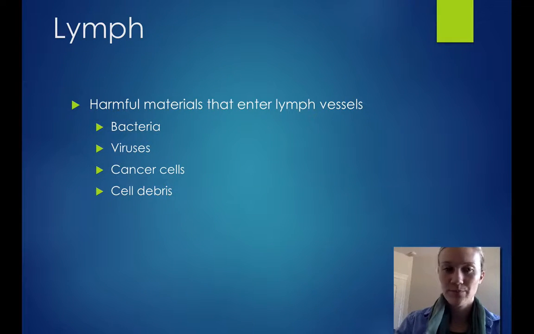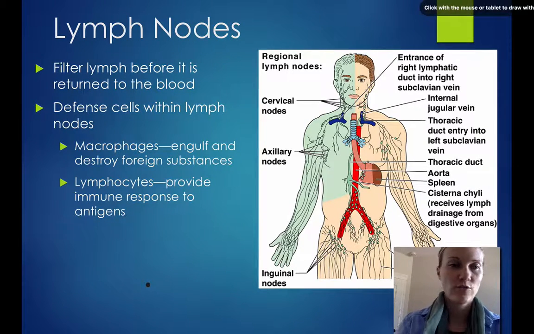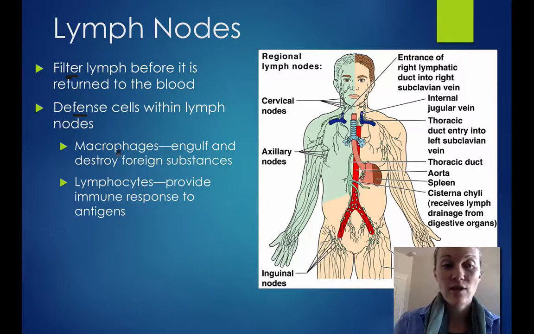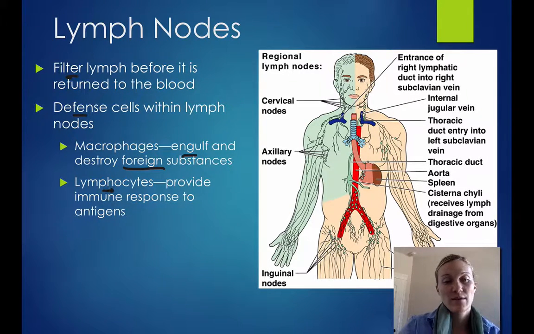Your lymph nodes are what actually filter the lymph. Your lymph nodes filter that lymph and then return it to the heart. This is a defense cell within the lymph node. There are macrophages, those are defense cells. They engulf and destroy foreign substances. And then you have lymphocytes. Lymphocytes provide immune response to antigens. So basically, your lymph nodes have a whole bunch of different types of cells that can help to protect your body.